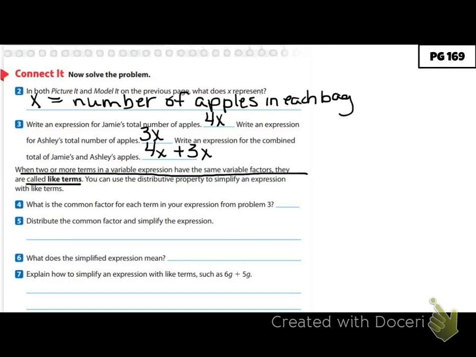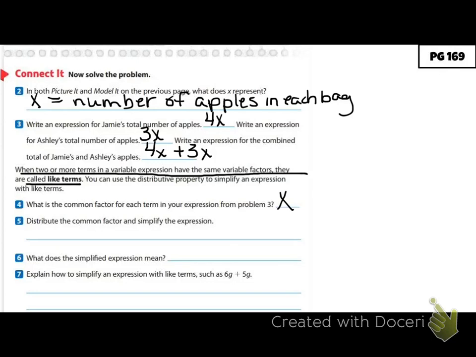So number 4 says, what is the common factor for each term in your expression from problem 3? Well, our common variable is X. Number 5 says, distribute the common factor and simplify the expression. So, remember, when we are using distributive, we're taking that common factor out.